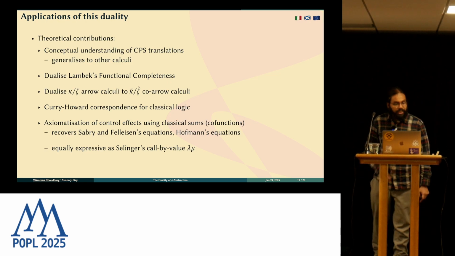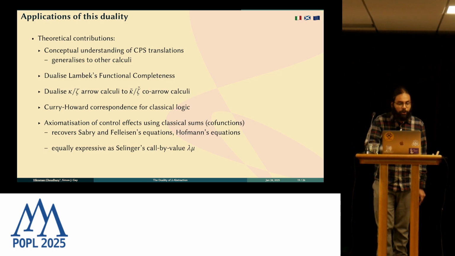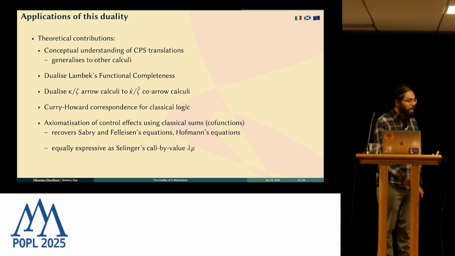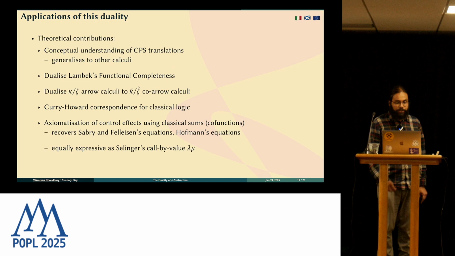And one nice thing I like about this point of view is you can take all the classical results about the lambda calculus and dualize them very formally. So you can dualize functional completeness, you can dualize arrow languages. And this whole coexponentials and the lambda bar gives you the Curry-Howard correspondence for classical logic.